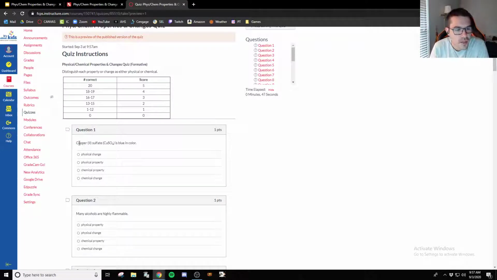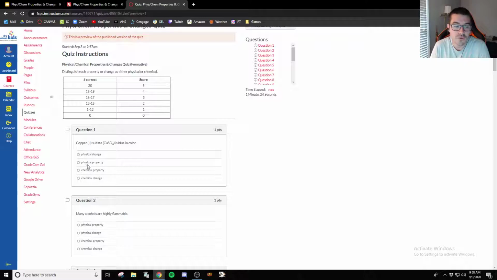The first one: copper sulfate, copper(II) sulfate, and here's the formula for that, is blue in color. The first thing I'm going to think about is, does that sound like a property or a change? To me, that sounds like a property. Nothing's changing here. There's no action. It's just telling me that this thing is blue. So I don't think it's a physical change or a chemical change. Definitely sounds like a property.